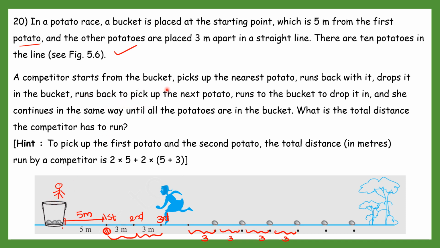A competitor starts from the bucket, picks up the nearest potato, runs back with it, and drops it in the bucket. The first potato dropping is finished. Now he runs back to pick up the next potato. After dropping the first potato in the bucket, the competitor will be near the bucket again. Now he should run again and pick the second potato, and again go back to the bucket and place it in the bucket. In this way he should continue till he places the last potato, that is the 10th potato.